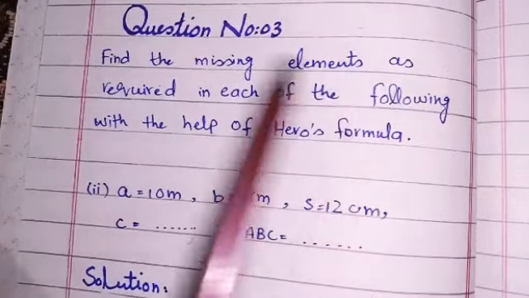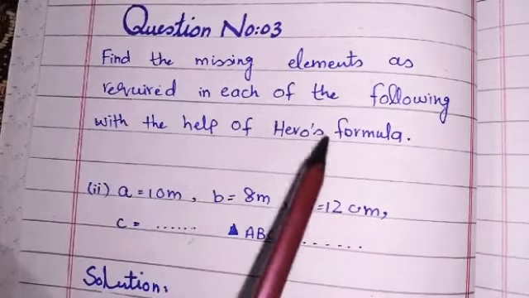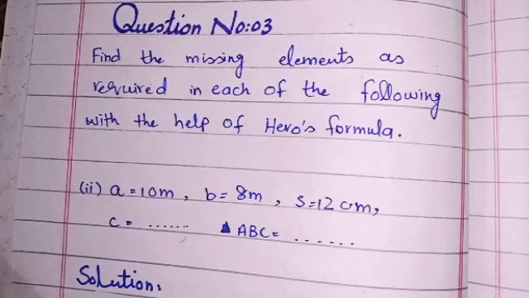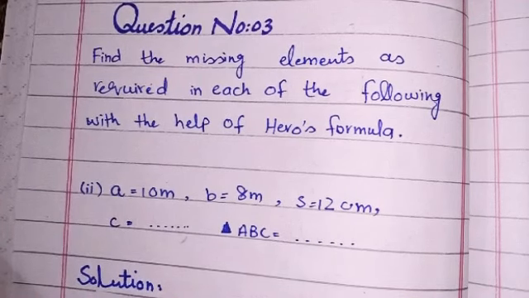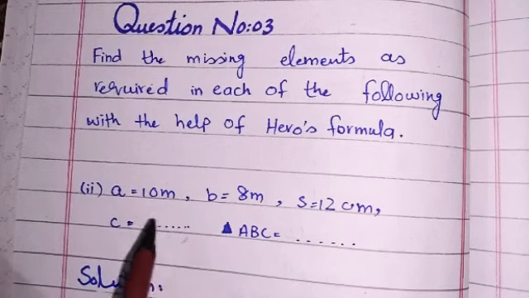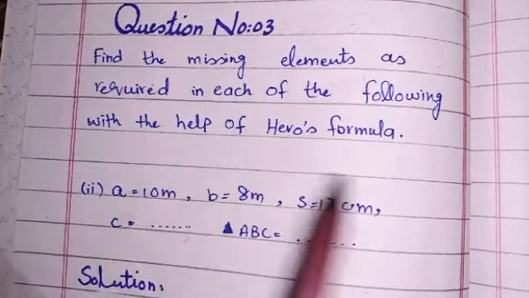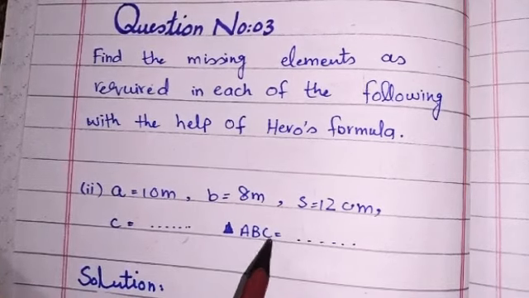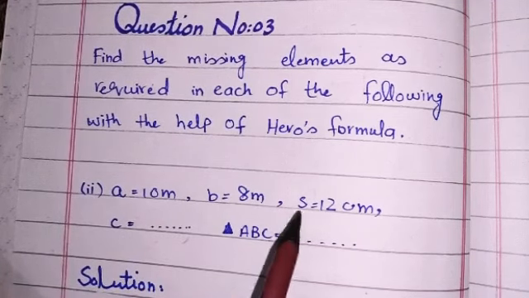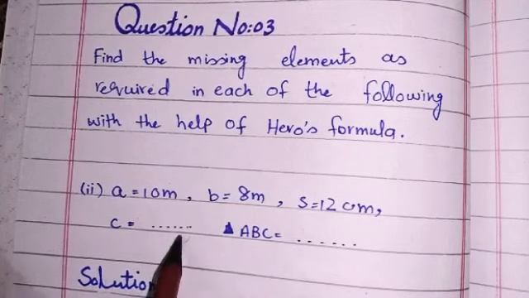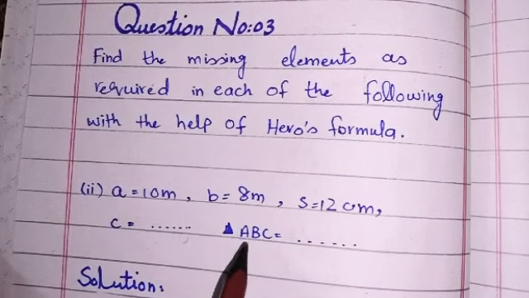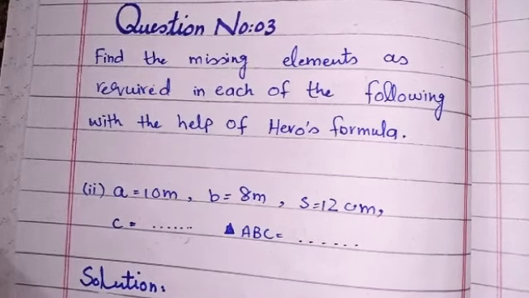Friends, here is our question number 3. Find the missing element as required in each of the following with the help of Hero's formula. As you know, students, in Hero's formula we must have 4 elements, S, A, B and C. In these questions they will miss one element. We have to find out the element firstly, then we will use all the elements to find out the area of our triangle ABC. In our part 2, A is equal to 10 meter, B is equal to 8 meter, S is equal to 12 meter, C is missing. So firstly we will find out the value of C, and then we will find out the area of triangle ABC. Let's begin our solution.